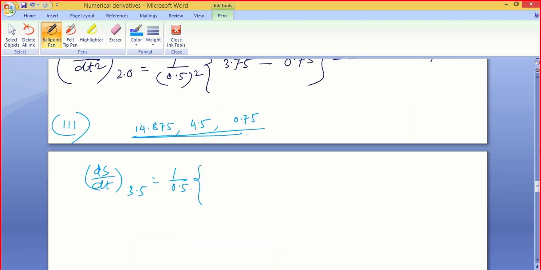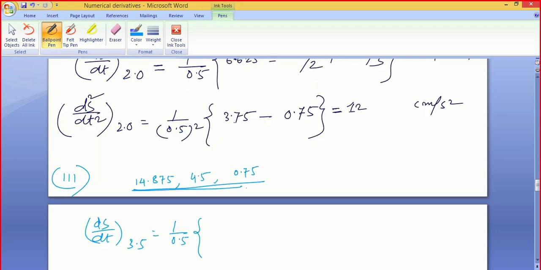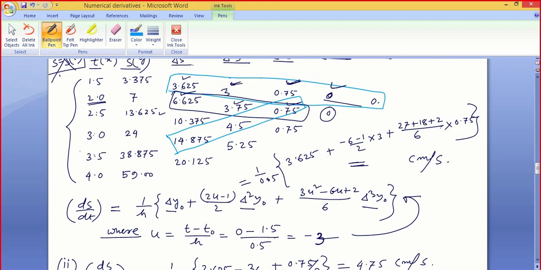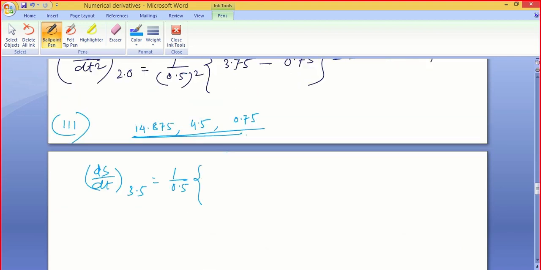Then this difference, of what did we take it in this one? Backward interpolation difference. Okay, these are lower diagonal elements associated to 3.5, which I have picked up. I bordered these things, you just see. These three elements I have written here: 14.875, 4.5, and 0.75. This is first difference, second difference, third difference, lower diagonal associated to 3.5.